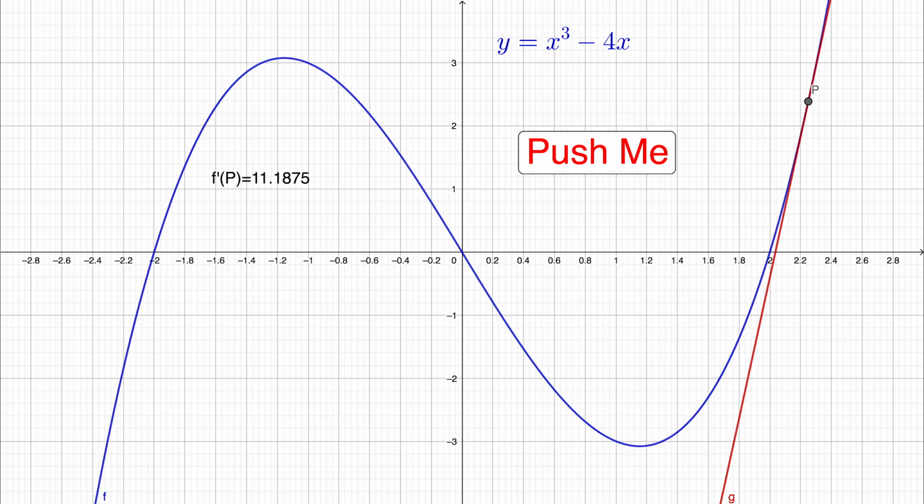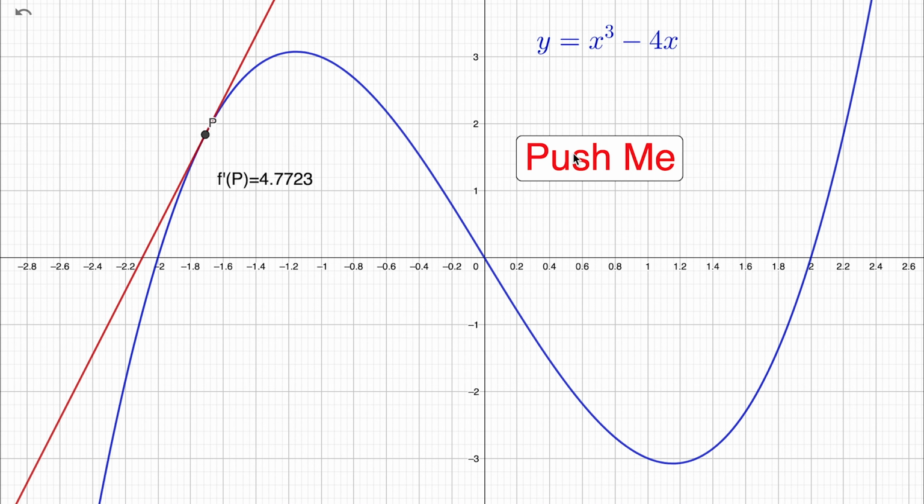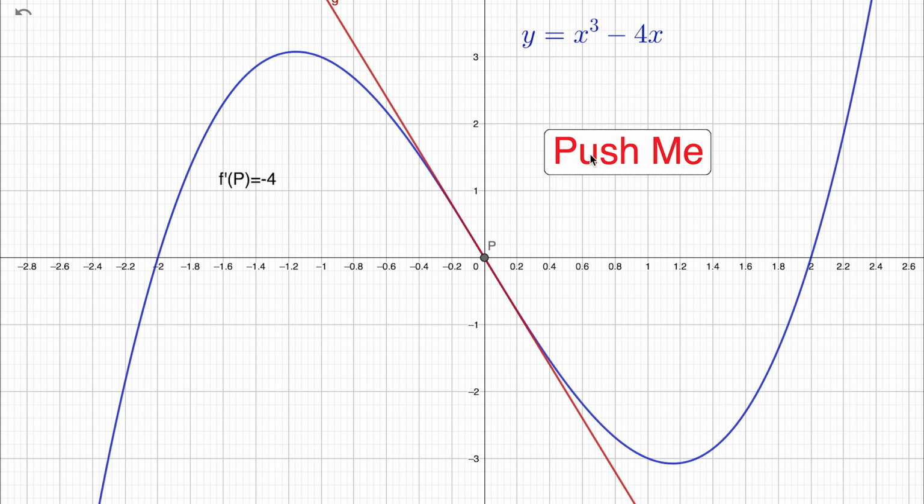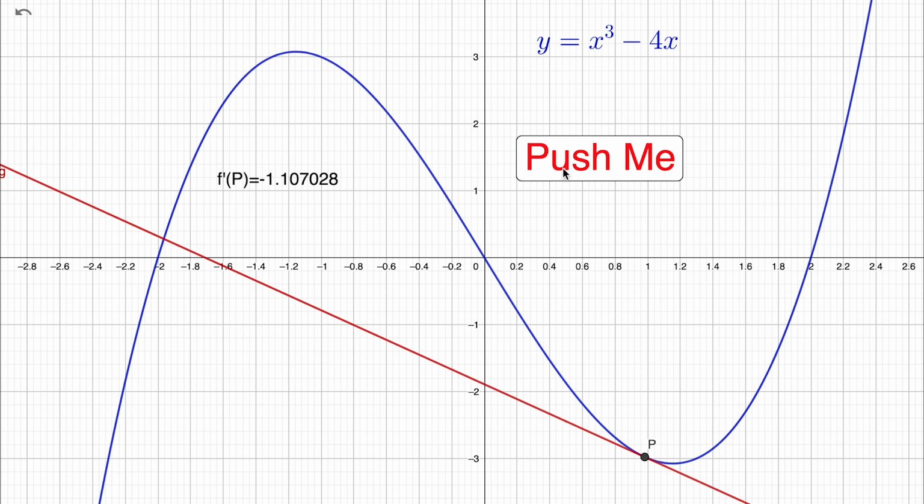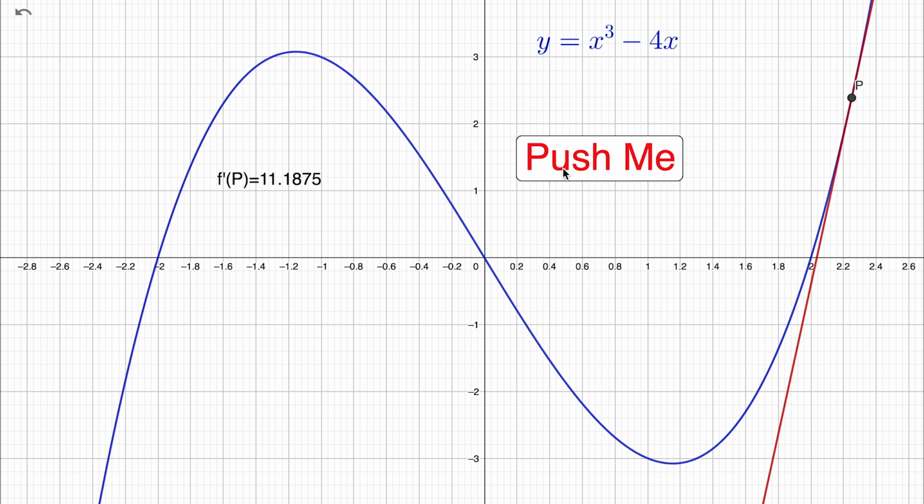So let's summarize everything we've learned and try to draw some conclusions from it. First of all, on the first two intervals, the second derivative was negative. That seemed to be due to the fact that the function was concave down. On the next two intervals, the second derivative was positive. This seems to be caused by the fact that the function is concave up.